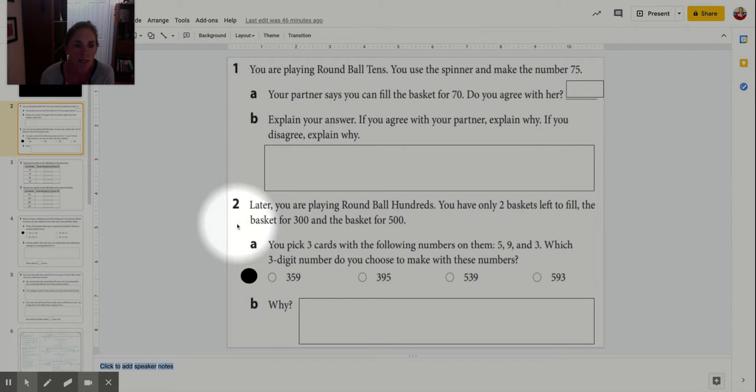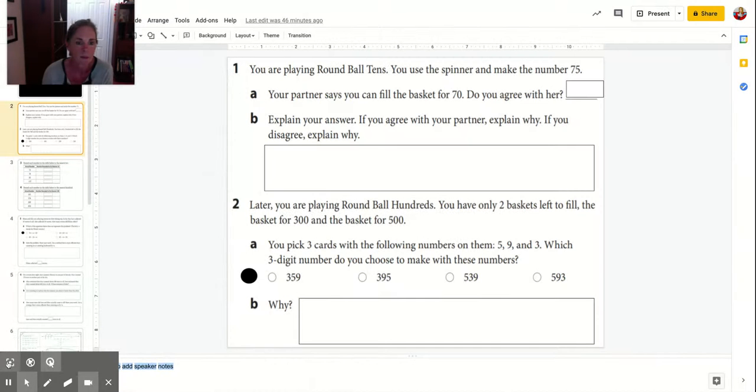Number 2, later you are playing round ball hundreds. You have only 2 baskets left to fill. The basket for 300 and the basket for 500. You pick 3 cards with the following on them: 5, 9, and 3. So remember that with round ball hundreds, you're making a 3-digit number, and in this case, you're trying to round that 3-digit number to either 300 or 500. So you're going to organize these numbers and then say why you chose that.